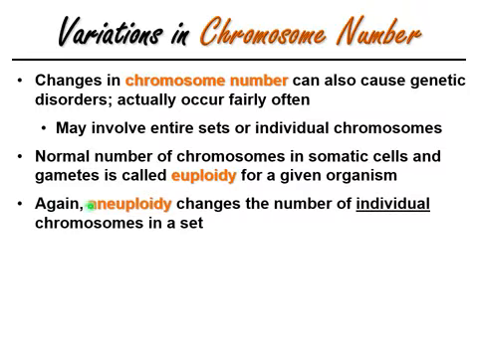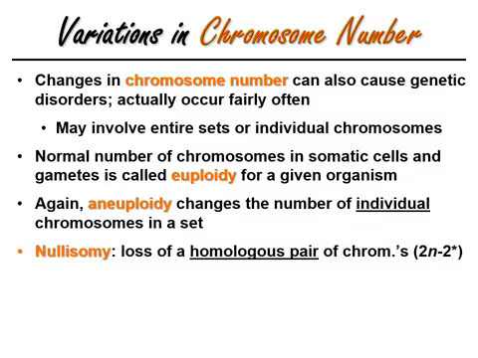And so then when you have aneuploidy, you have an alteration to euploidy. And so aneuploidy changes the number of individual chromosomes in a set. And I say that again because we technically defined that earlier, but here it is again. So aneuploidy changes the number of individual chromosomes in a set. So we're not talking about picking up an extra 23 or losing 23. We're talking about, in the case of humans, picking up 1 or 2 or losing 1 or 2 or 3. And so there are names for these.